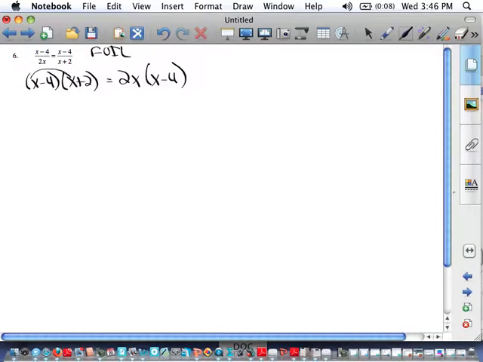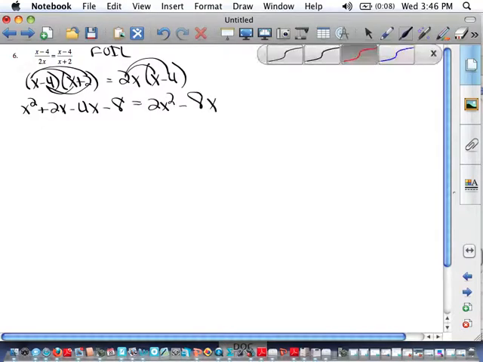X times x gives you x squared. X times 2 is plus 2x. Negative 4 times x is minus 4x. And negative 4 times 2 is minus 8. On the right-hand side, you're going to use the distributive property. So 2x times x gives you 2x squared, and 2x times negative 4 gives me minus 8x.